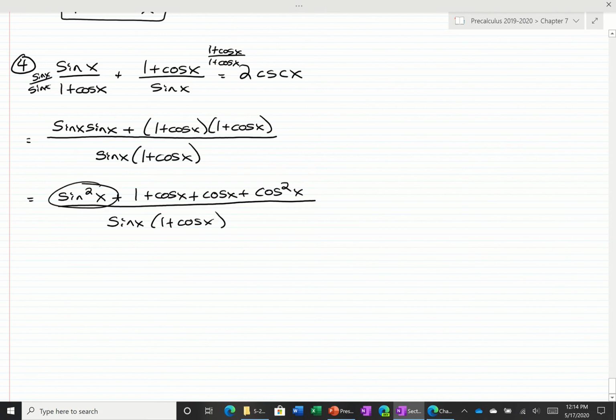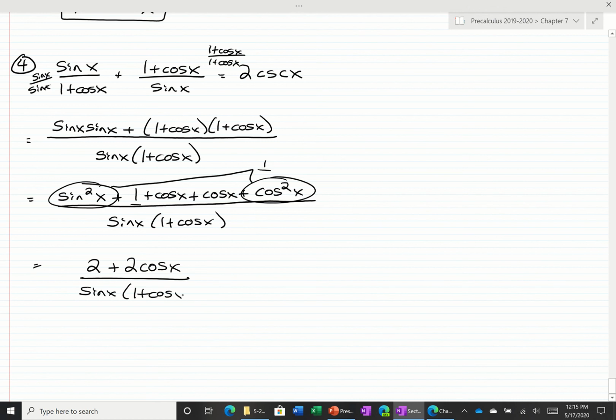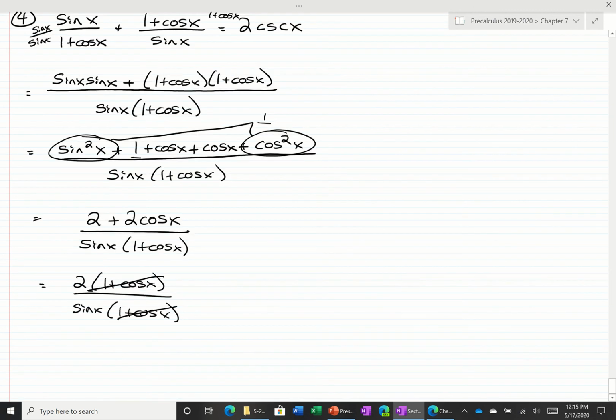All right, well look, this is sine squared plus cosine squared, which is 1, right? 1 plus 1 is 2, so we have 2 plus 2 cosine of x over sine of x times 1 plus cosine of x. Take out a 2. These cancel, and you just wind up with 2 divided by sine, or 2 times 1 over sine, which is just 2 cosecant.